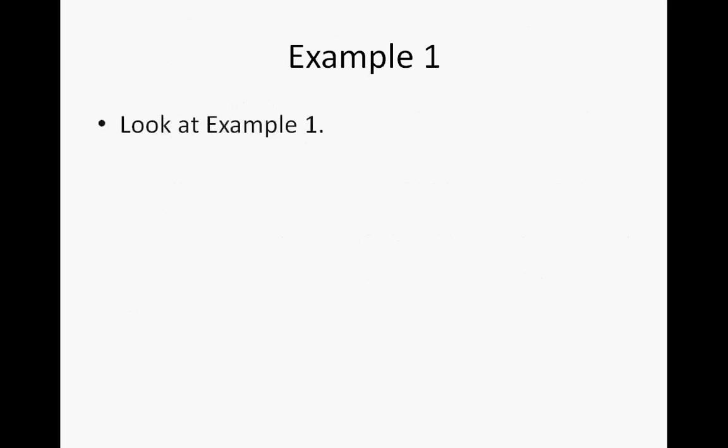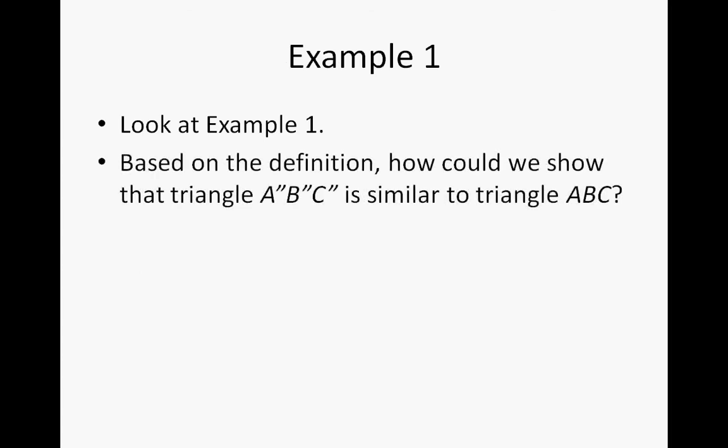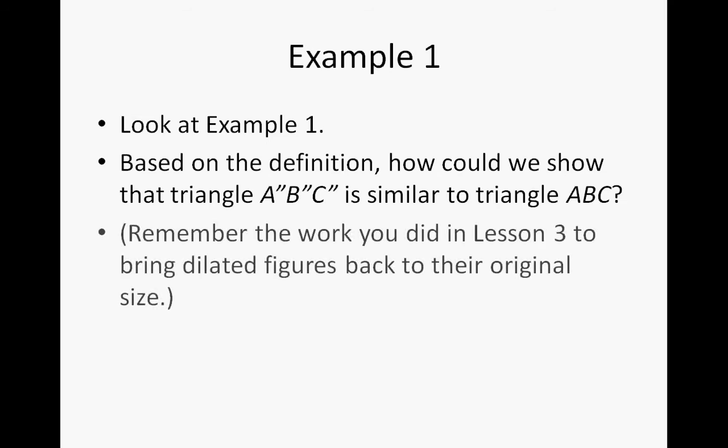So let's take a look at example 1. This is in your packet that you received. Based on the definition, how could we show that triangle A double prime B double prime C double prime is similar to triangle ABC? Remember the work that you did in lesson 3 to bring dilated figures back to their original size, and see if you can work that out.